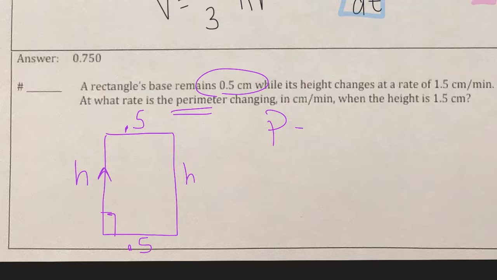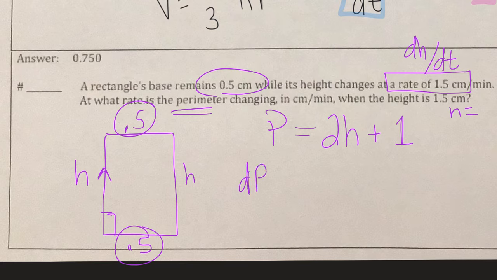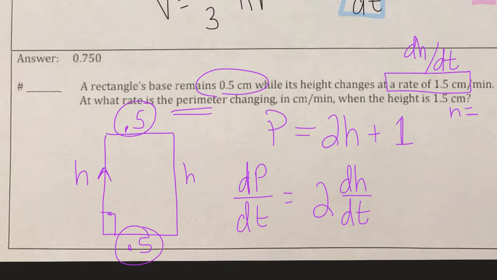So the perimeter of our rectangle is 2 heights plus basically 1, right? 0.5 plus 0.5, which is 1. So that is never going to change. We're just getting the rectangle is getting taller. So at what rate is the perimeter changing when the height is 1.5? Okay, so once again, this is our rate of change of our height, dh/dt, and the height is 1.5. So let's take the derivative with respect to time. So the derivative of the perimeter with respect to time is equal to 2 times the derivative of the height with respect to time, plus 0, right?